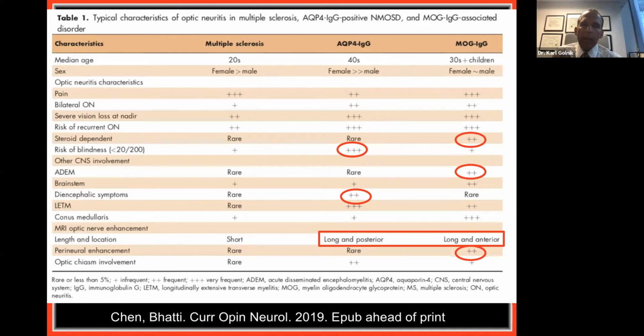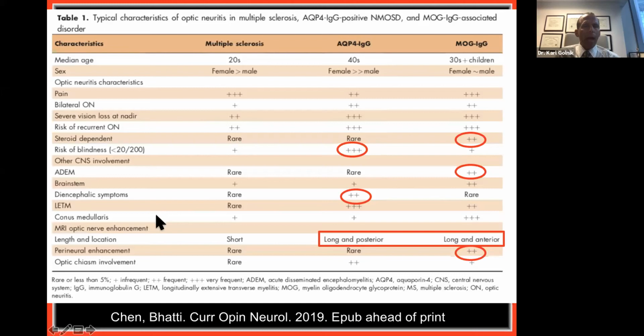The blindness gets to the chances of good visual recovery. We know that in MS it's pretty good, and we know in MOG it's pretty good, but in NMO, the chance of visual recovery is rather poor. ADEM, that's acute disseminated encephalomyelitis. This is an acute onset of other problems, with multiple enhancing plaques in the brain. You can see this with MOG. So in a kid with ADEM, MOG is something that must be considered. Diencephalic syndromes occur in NMO. These are things like hiccuping, weird symptoms that you can get in NMO.